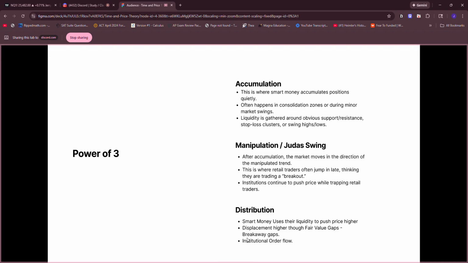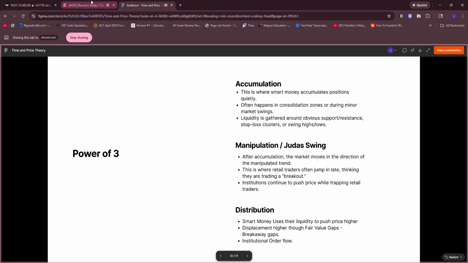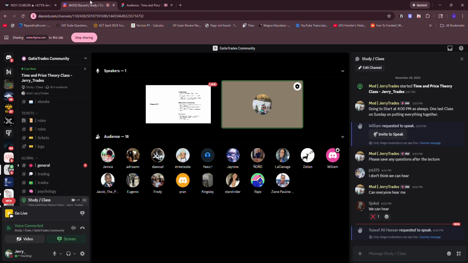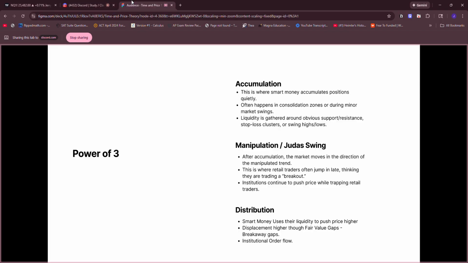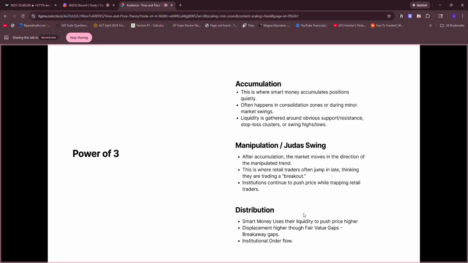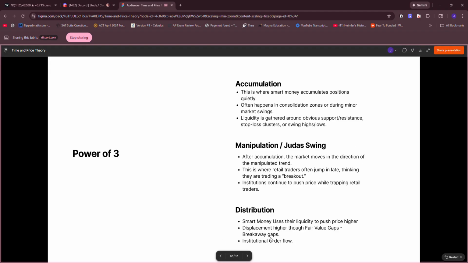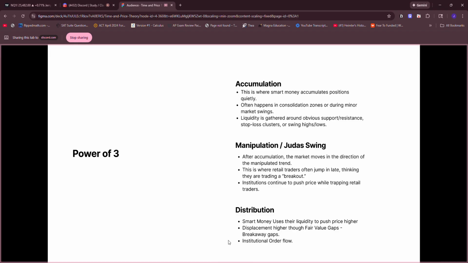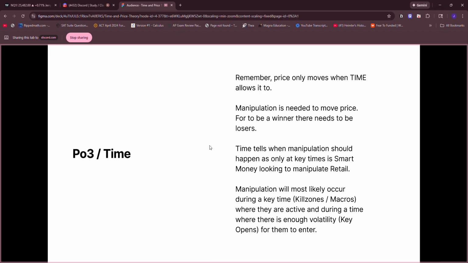And in true distribution, you should see institutional order flow. If you were here for my last class, you'll definitely see that. And you should see displacement through fair value gaps. You do want to see retracements, that's where you want to get in, but you will have breakaway gaps, and if you know how to identify them, then it will be a very good telltale signal of true distribution.